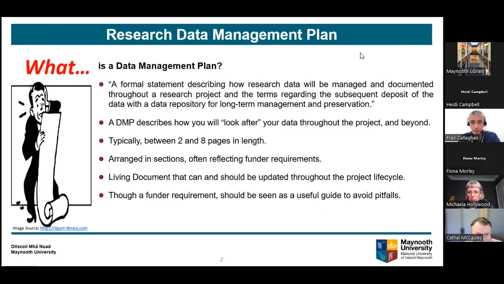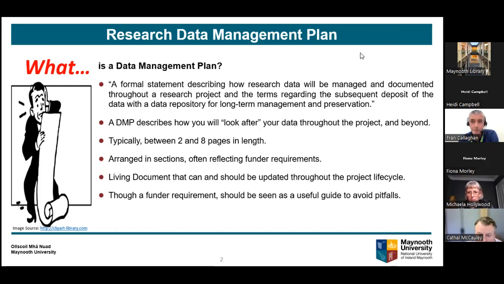Typically, they're between 2 and 8 pages in length. I say typically, but I've yet to see a typical data management plan. They differ greatly depending on the stage of the project, the discipline of the project, and the scope of the project. But typically, 2 pages is a very succinct, tight data management plan, and it can go to 8 pages. They can go further, particularly if you're looking at the Horizon Europe templates, which include a lot of FAIR data requirements, and they can go to 16, 20 pages. But that's not typical.